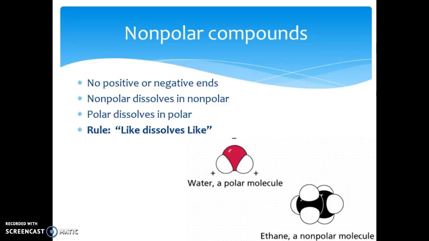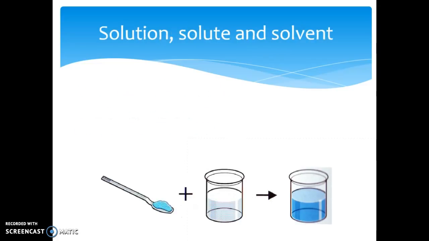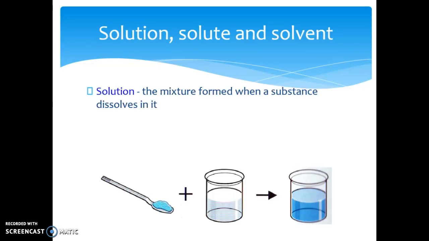Our final concept when we're learning about properties of water is the three terms solution, solute, and solvent. Solutions we were introduced to back when we talked about mixtures. A solution is a mixture formed when a substance dissolves in it. So you encounter lots of solutions in your everyday life. If you were to have a can of pop, for example, that is a solution. If you were to have sugar water or salt water, that is a solution.